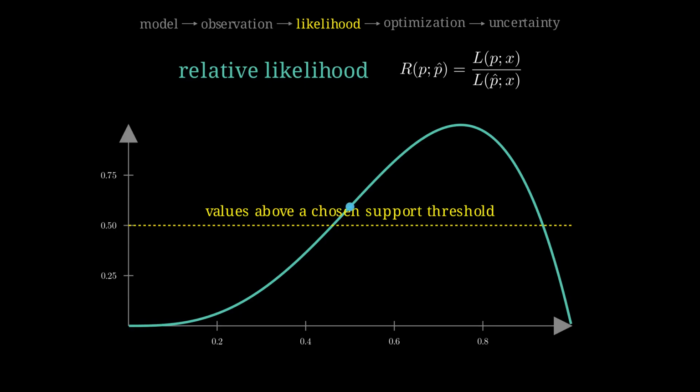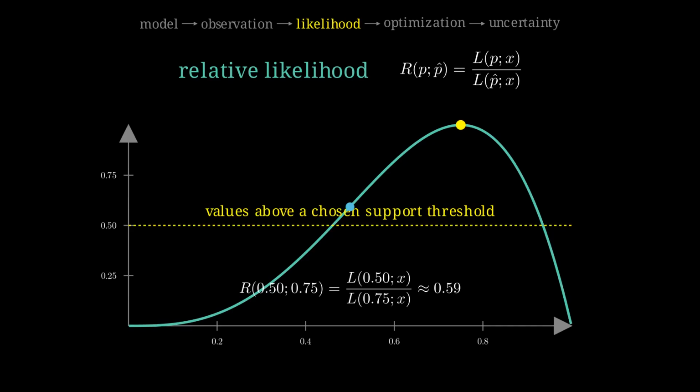Compare 1/2 with the peak at 3/4. Divide the likelihood at 1/2 by the likelihood at 3/4. The result is about 0.59. Does that make 3/4 true? No, relative support is not certainty, and it does not validate the model.